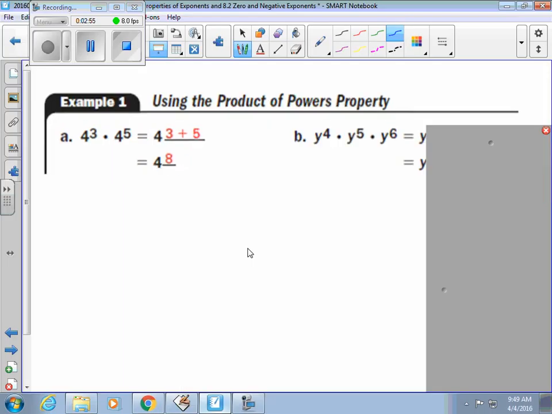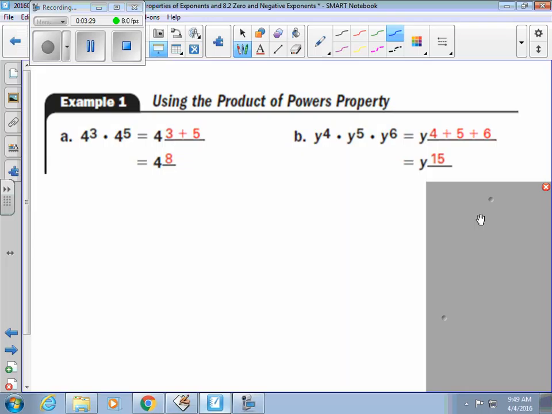On the next one, you have the same bases, y. All of them are y. But notice it's not numbers this time, it's a variable y. Same thing. Variables are actually easier with this kind of stuff than numbers are, because you don't have to worry about evaluating it at the very end. You don't get a great big number. We're multiplying the same bases, y and y, so you add the exponents: 4 plus 5 plus 6. 4 and 5 is 9, plus 6 is y to the 15th. And again, you don't have to go further than that.